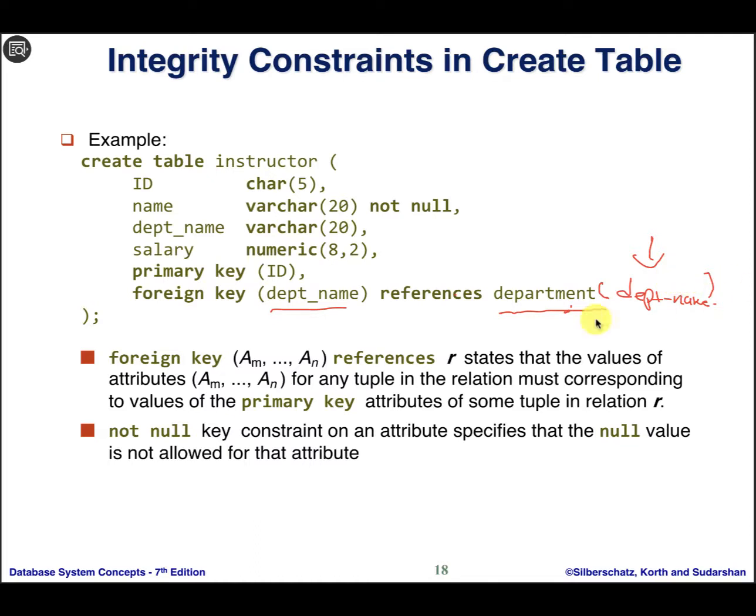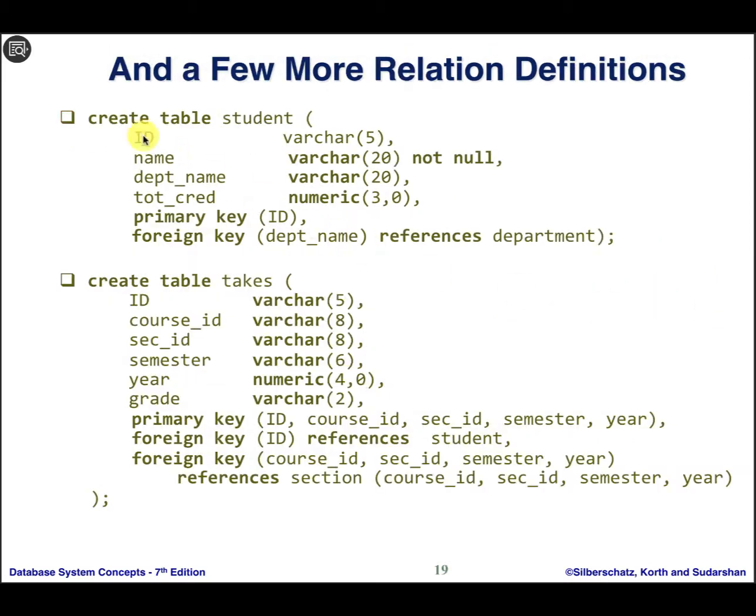Okay. So what the foreign key constraint states is that the values of the department name that are stored in this instructor relation must exist in the department relation. Otherwise, it can never happen. We cannot add this value here. And especially every time we try to insert or modify the instructor relation, the system automatically checks all these constraints to make sure that there is no violation of any of them. And this is just an example of some relation definitions. Okay?